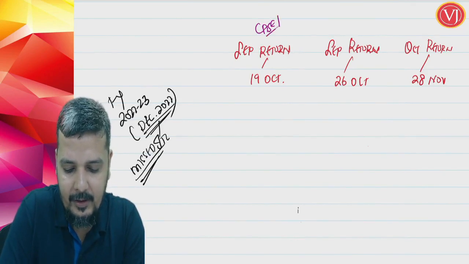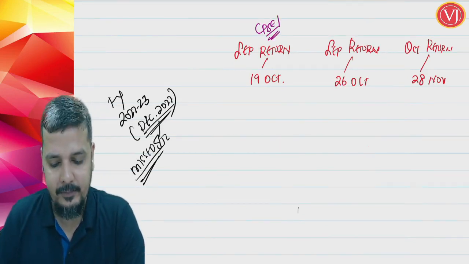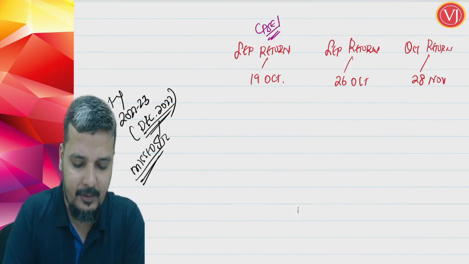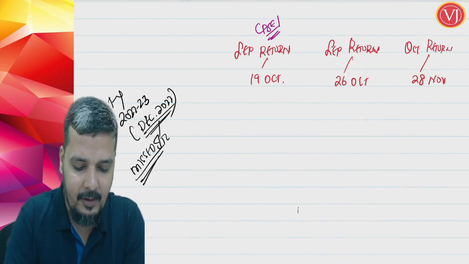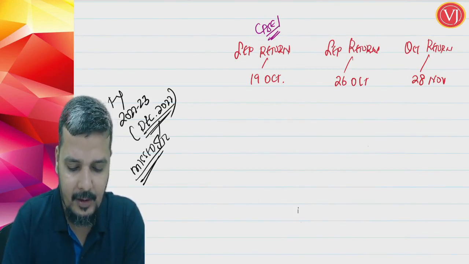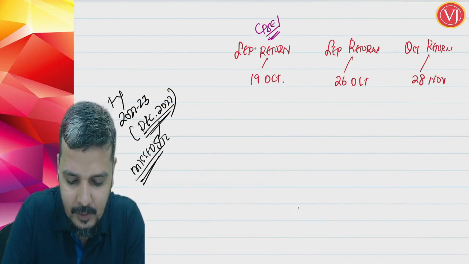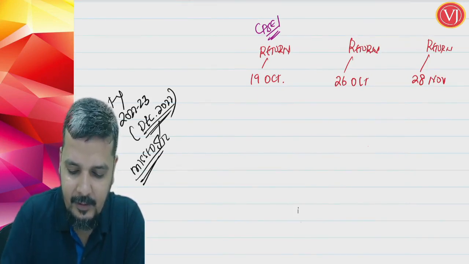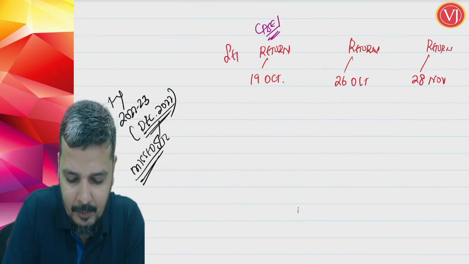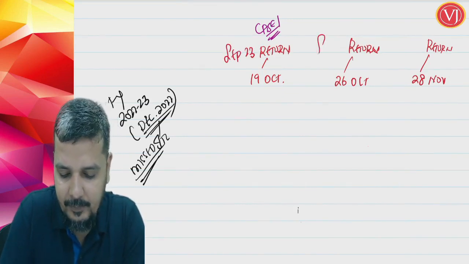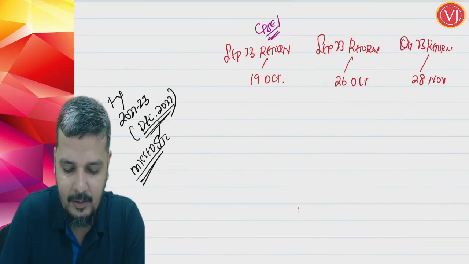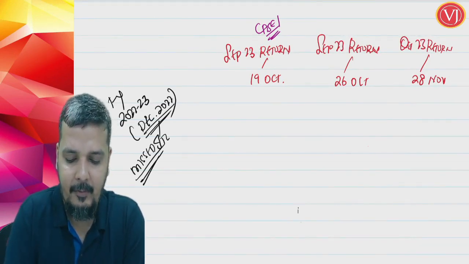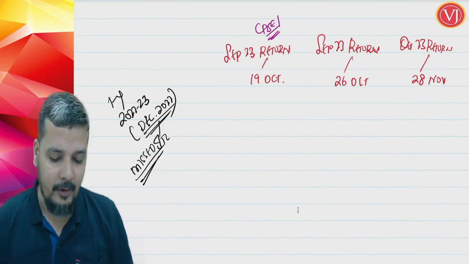These are three different scenarios. Case 1, I am willing to take the credit in the September return of the next financial year. Supposing September return of next financial year means I'm talking about September 2023. So everywhere I'm just writing September or October 2023. September 2023 written. Here it is, October 2023 written. Case 1, I'm willing to take it in the September 2023 return.